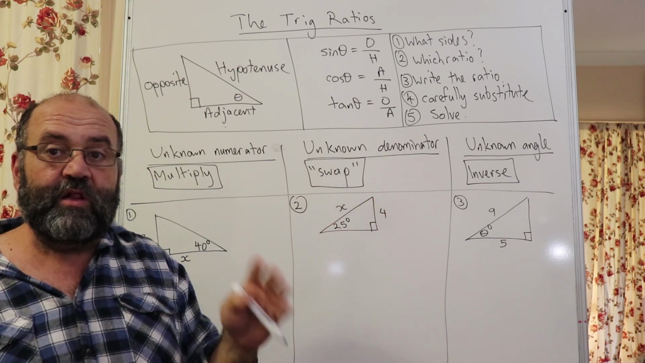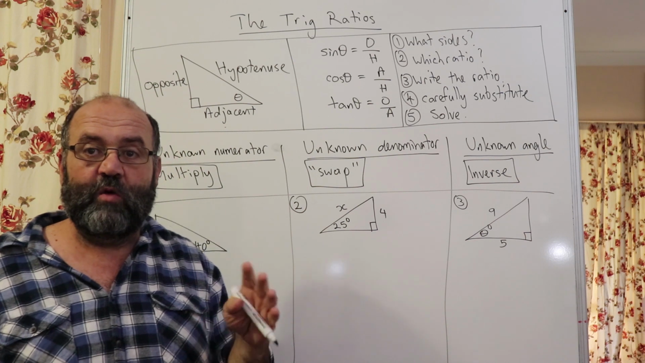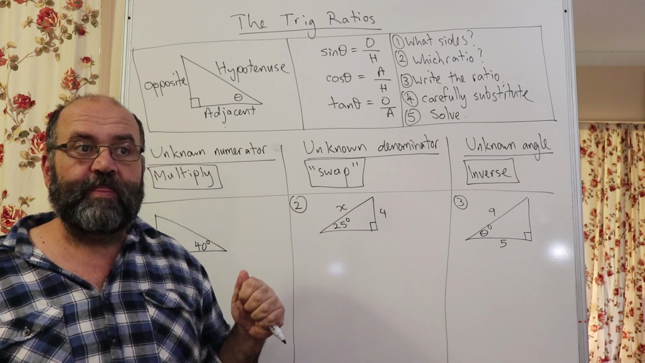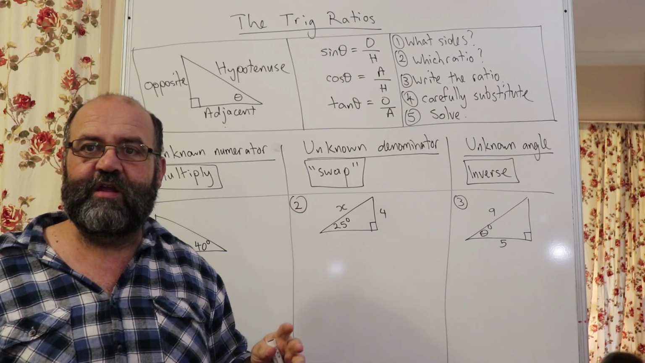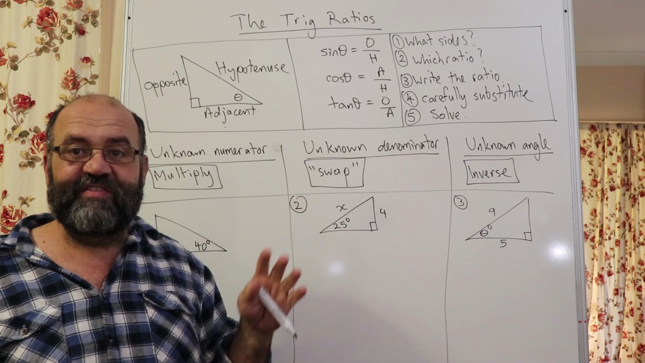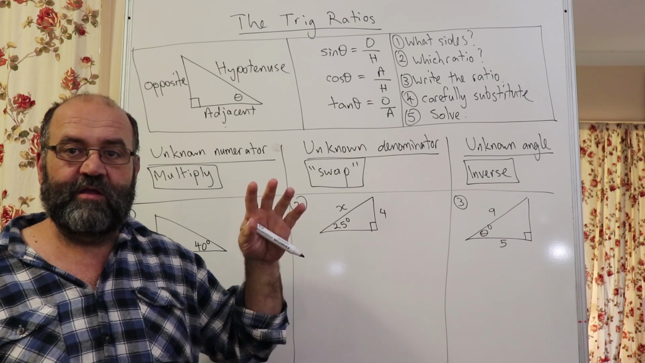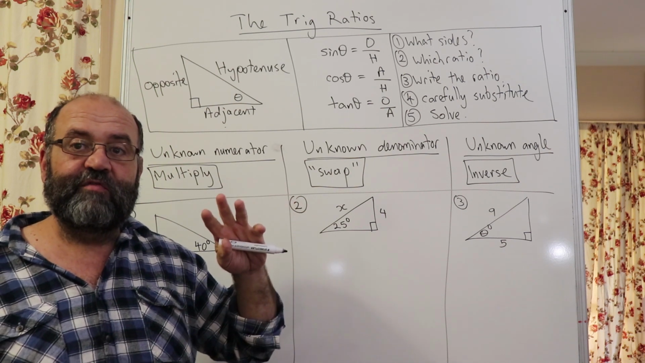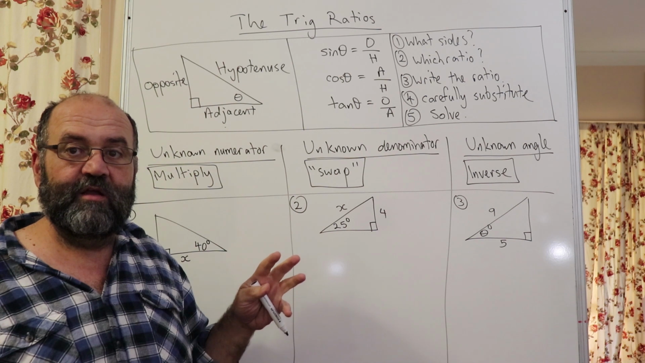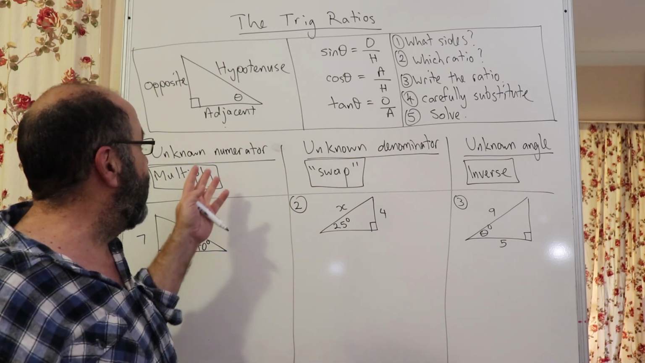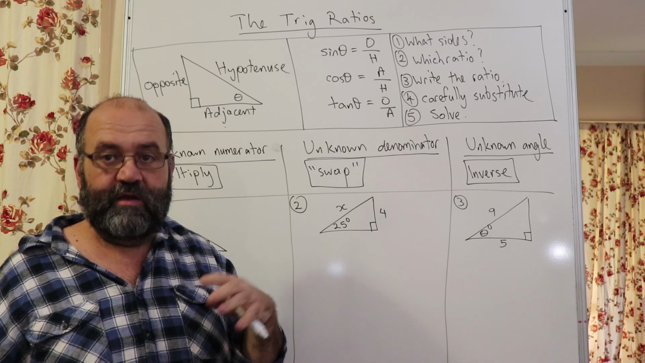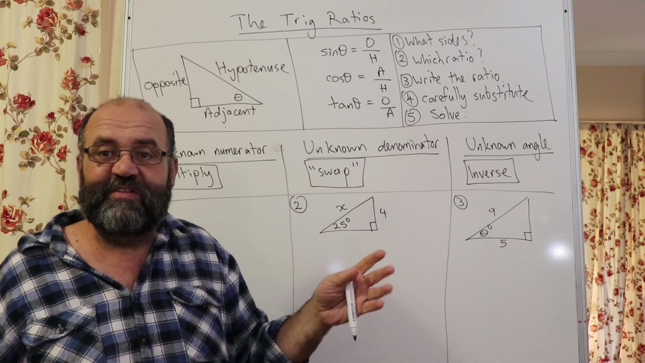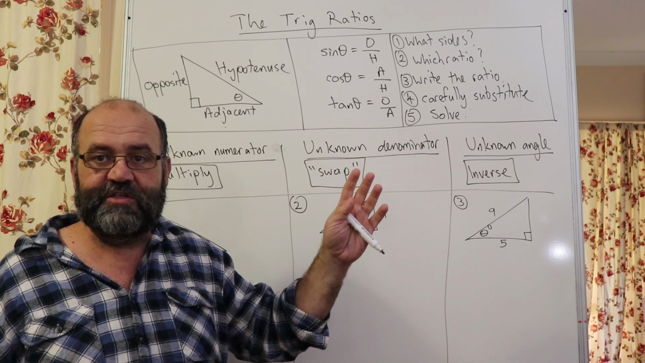Now, I'm going to include as well in our OneNote a handout that I wrote about 13 years ago now that goes through all of these. It goes through three examples for each of these different kinds of problems: unknown numerators, unknown denominators, unknown angles. And it'll show you how each of those apply for every one of the ratios.